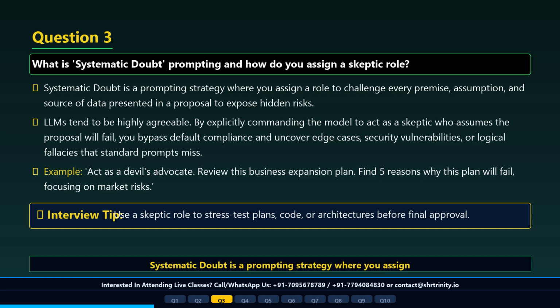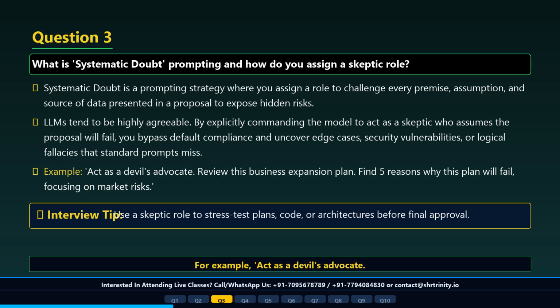Systematic doubt is a prompting strategy where you assign a role to challenge every premise, assumption, and source of data presented in a proposal to expose hidden risks. LLMs tend to be highly agreeable. By explicitly commanding the model to act as a skeptic who assumes the proposal will fail, you bypass default compliance and uncover edge cases, security vulnerabilities, or logical fallacies that standard prompts miss.